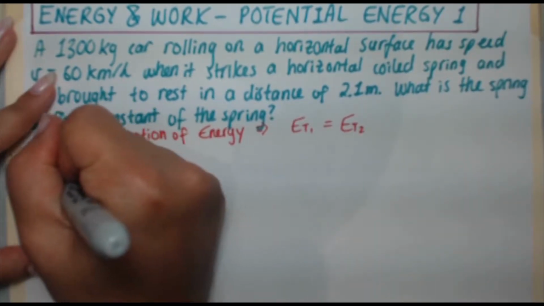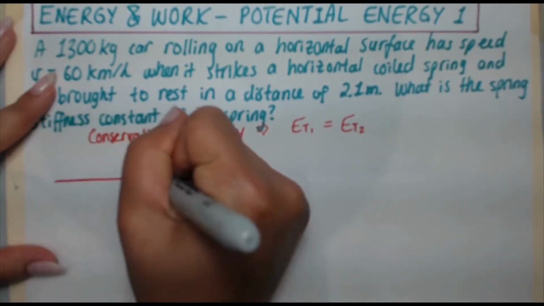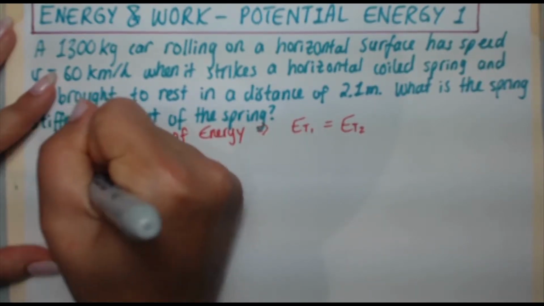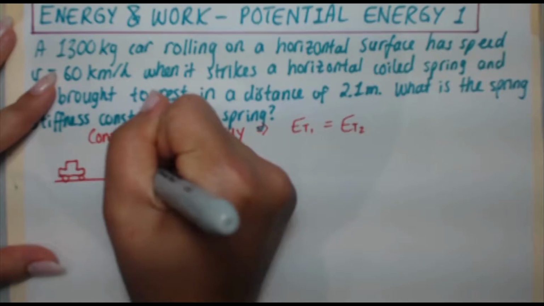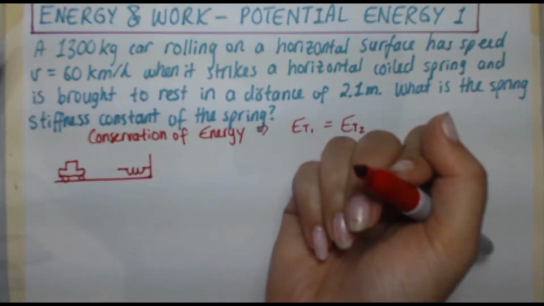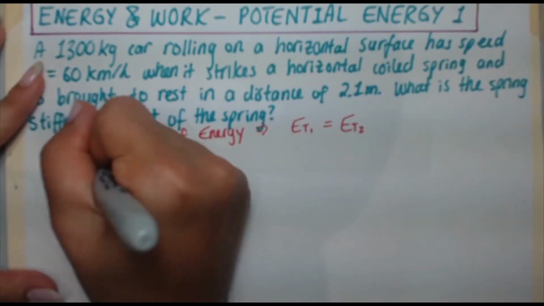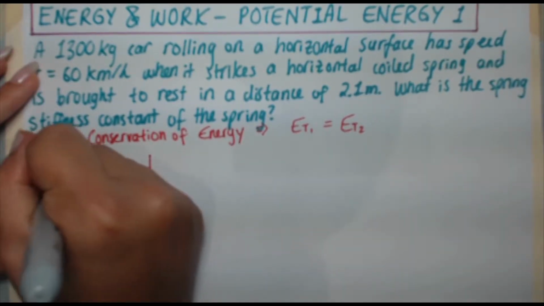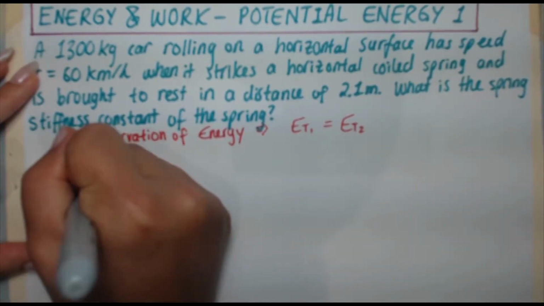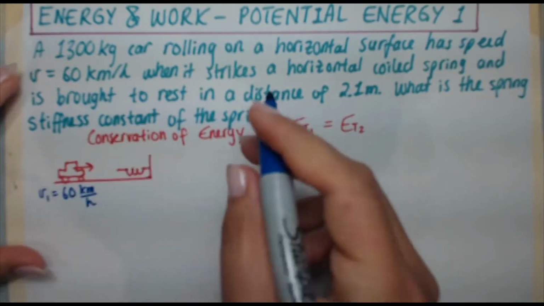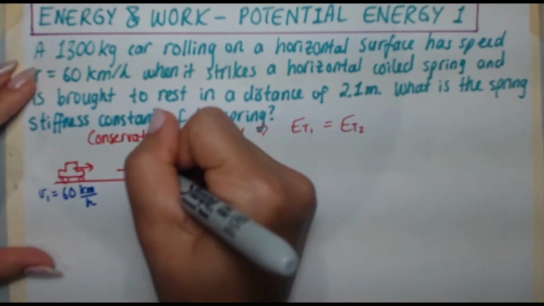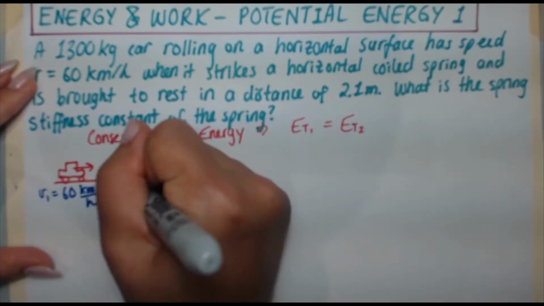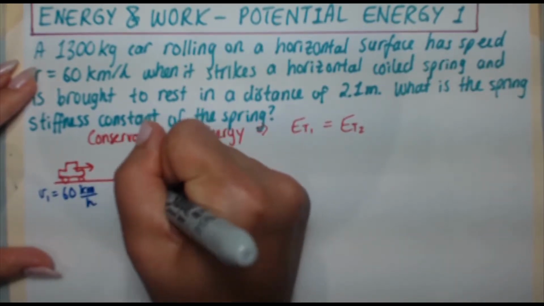Okay, so let's draw some pictures of what's going on in this problem. We start off with the car driving on the horizontal surface, and there's a spring here, a horizontal spring. It's just out there. Now this car is going forward. It has a speed, I'm going to call the speed V1, 60 kilometers per hour. Initially, the spring is not compressed or stretched, so the amount by which it's stretched or compressed is 0. So x1 equals 0 meters.